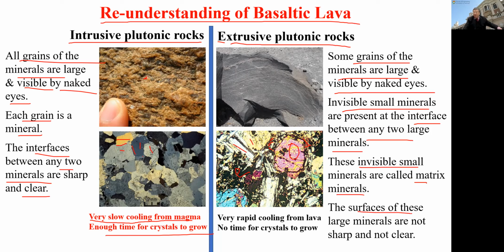So the interface between the large minerals is not sharp and not connected. You can see the old boundary here is very rough and eroded because it melted. People believe this is because it did not grow well, but actually it's melted. So the surrounding here is melted and suddenly cooled down, for this kind of basaltic rock.